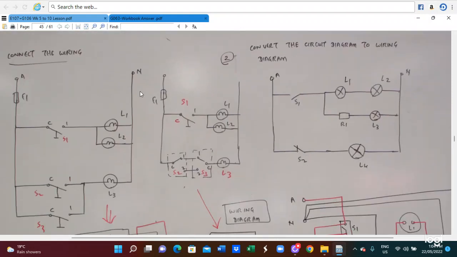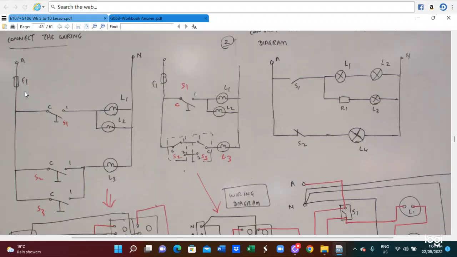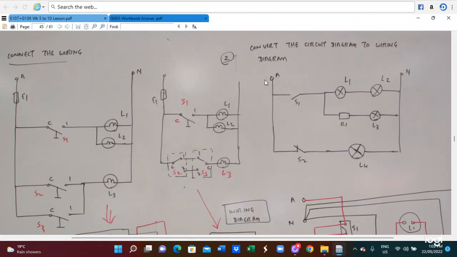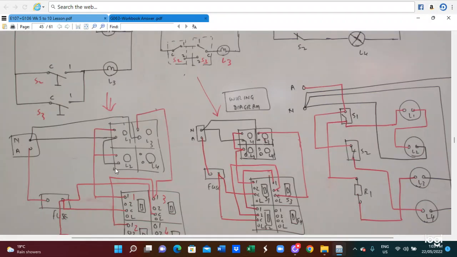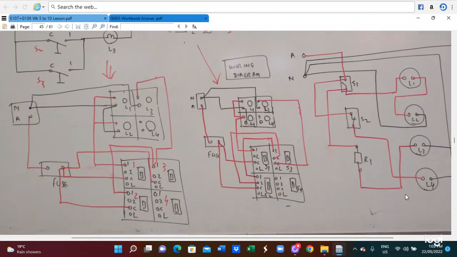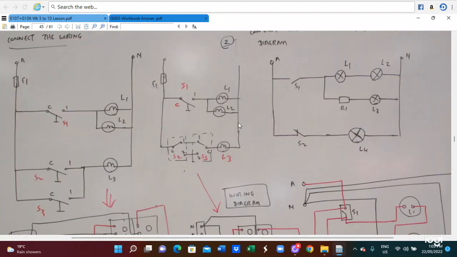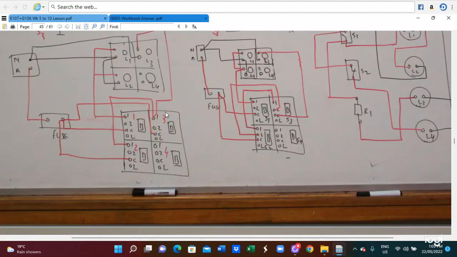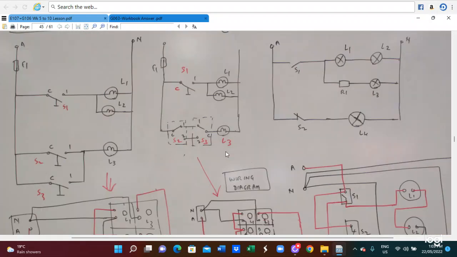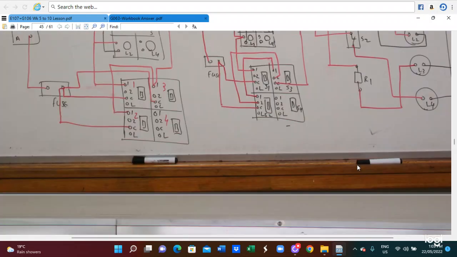And also the way to see the wiring. So this is the wiring diagram. So in this case, these are the circuit diagrams. And this is for the wiring diagram. So those are the circuit diagrams, and this is the wiring diagram. If you see this circuit diagram, this is a wiring diagram like this. This is a circuit diagram, wiring diagram, circuit diagram, and a wiring diagram.